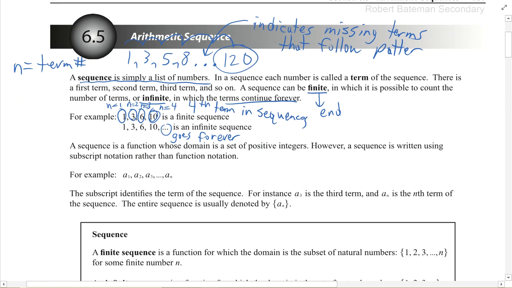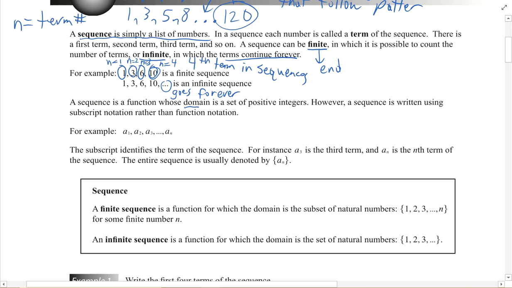And so what we can do then is find the domain, which is the set of positive integers. Instead of saying a1, that is the first term in the sequence. And a_n would be the formula used to find the terms.